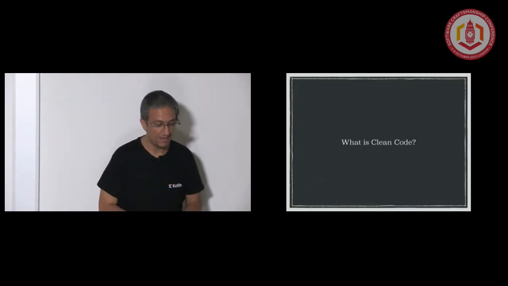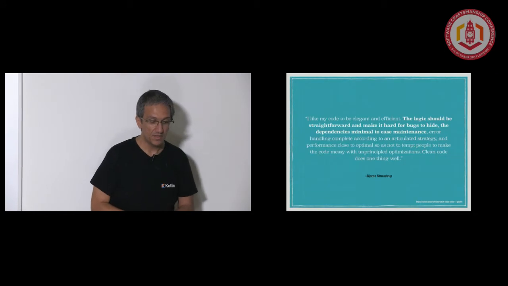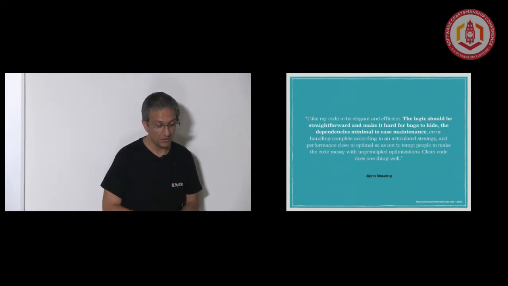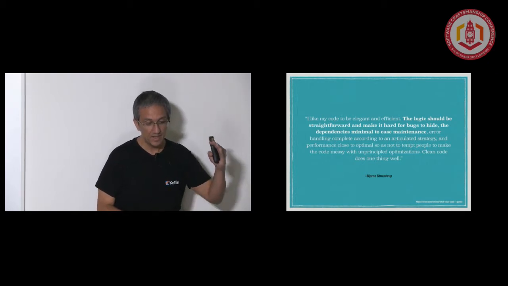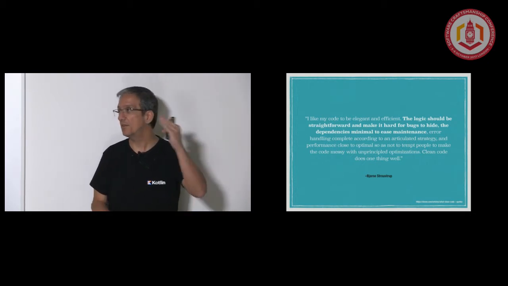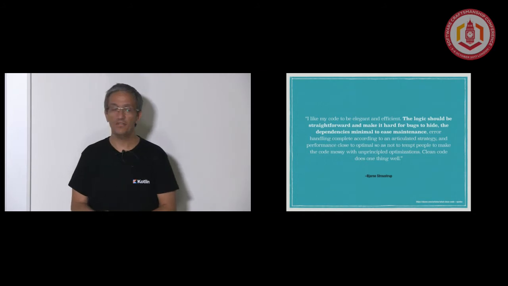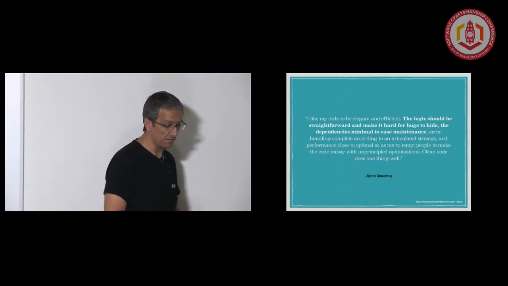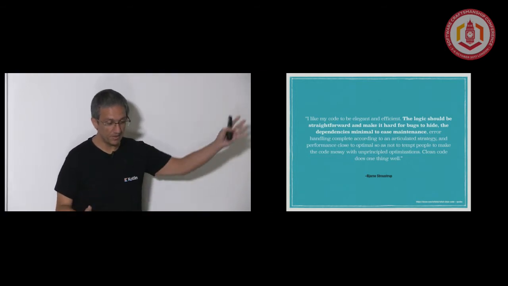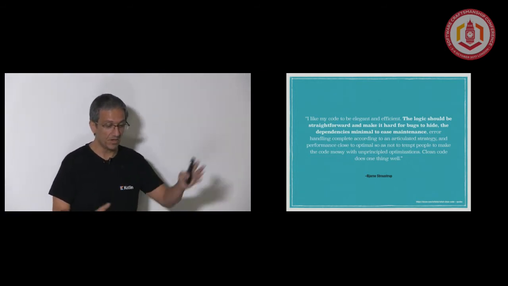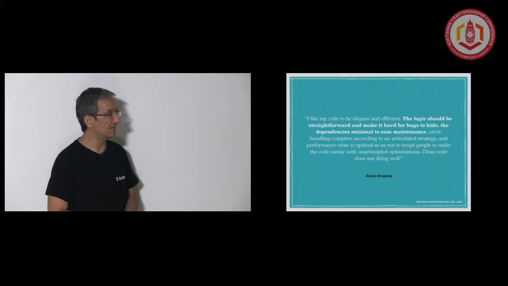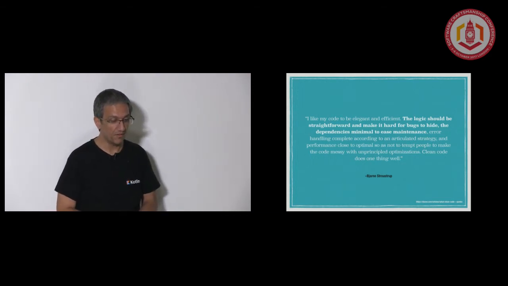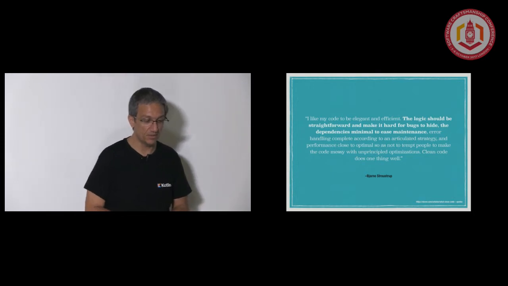And it sent me to an article on QCon, which was on InfoQ, which had, for me, done the job for me. It has summarized the importance of the meaning of clean code based on different people. So there was Bjarne Stroustrup that said that, and I'm not going to read the whole thing, but I tried to highlight some of the important parts. And he was saying that the logic should be straightforward and make it hard for bugs to hide, the dependencies minimal to ease maintenance.